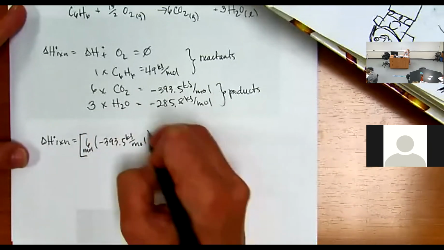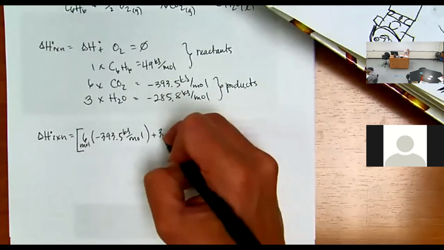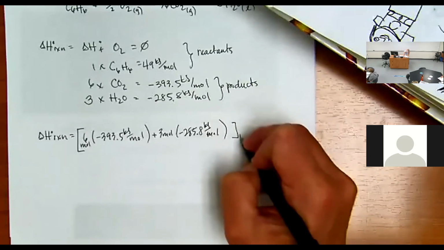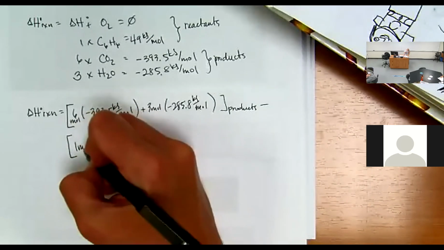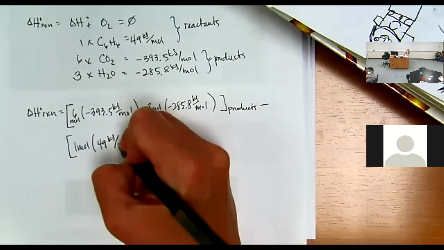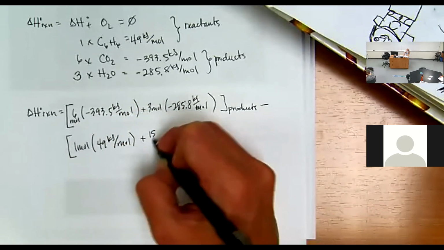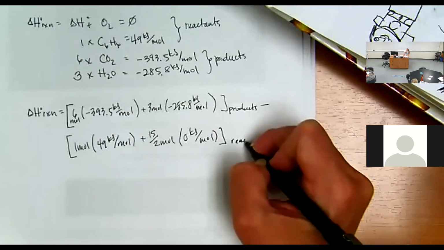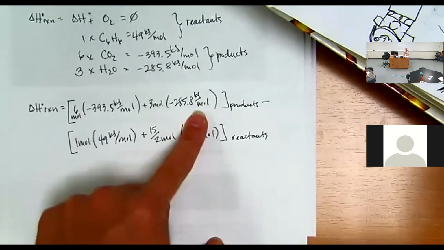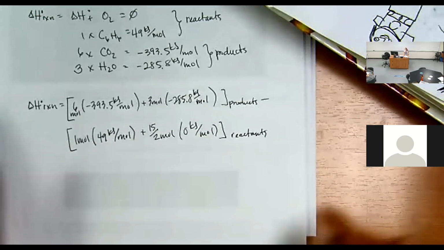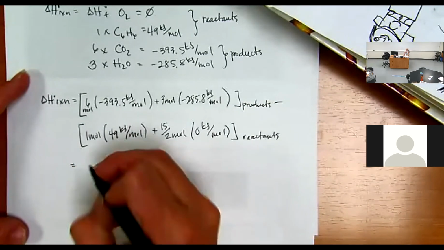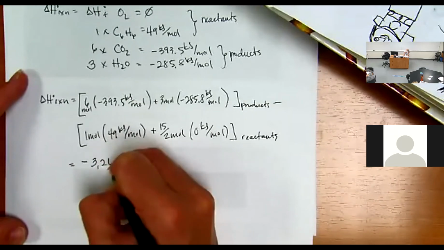This is 6 moles plus 3 moles times negative 285.8 kilojoules per mole. This is for our products, minus 1 mole times 49 kilojoules per mole plus 15 over 2 moles times 0 kilojoules per mole. This is for our reactants. So carbon dioxide, water, benzene, oxygen. So when you just plug in these values, you get negative 3,267 kilojoules.